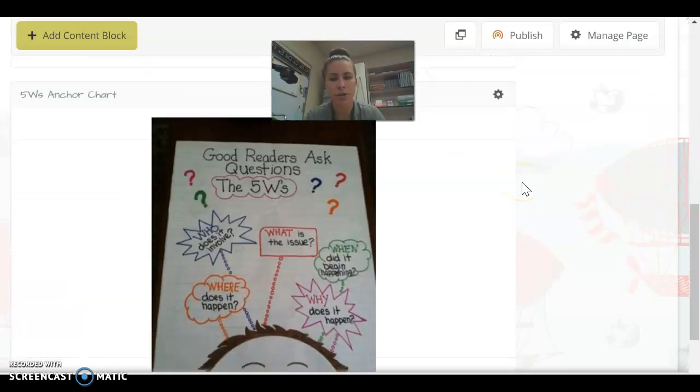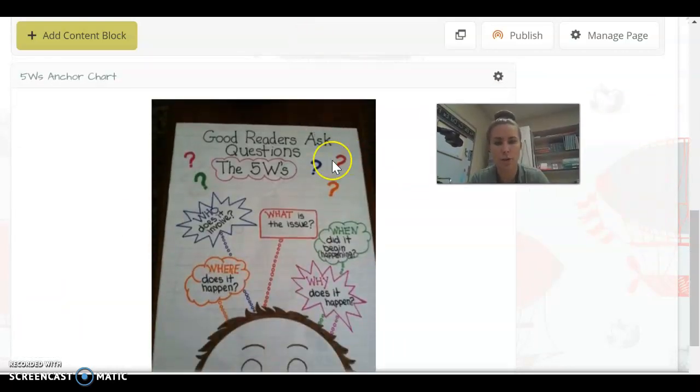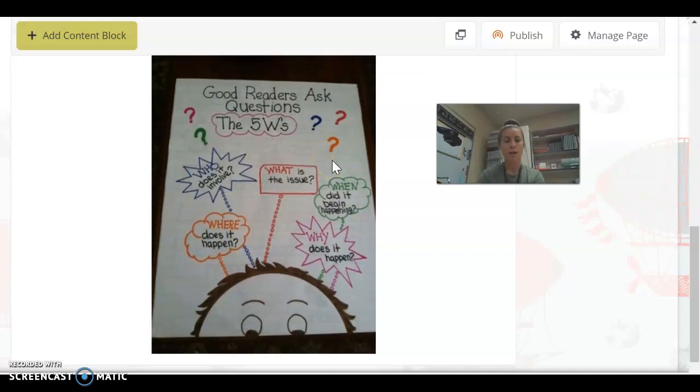I have a picture of our 5Ws anchor chart also uploaded. So the 5Ws is the questions you ask about a story. Like, where does it happen? That's talking about the setting. Where does the story take place? Who does it involve? So who are the characters that we're talking about? What is the issue? So what's the problem they are focusing on in the story? When did it begin happening?